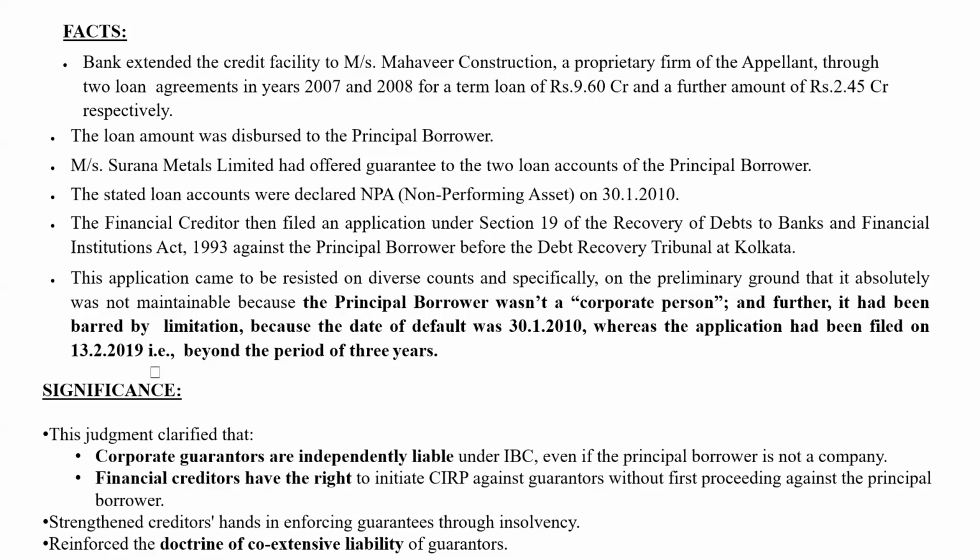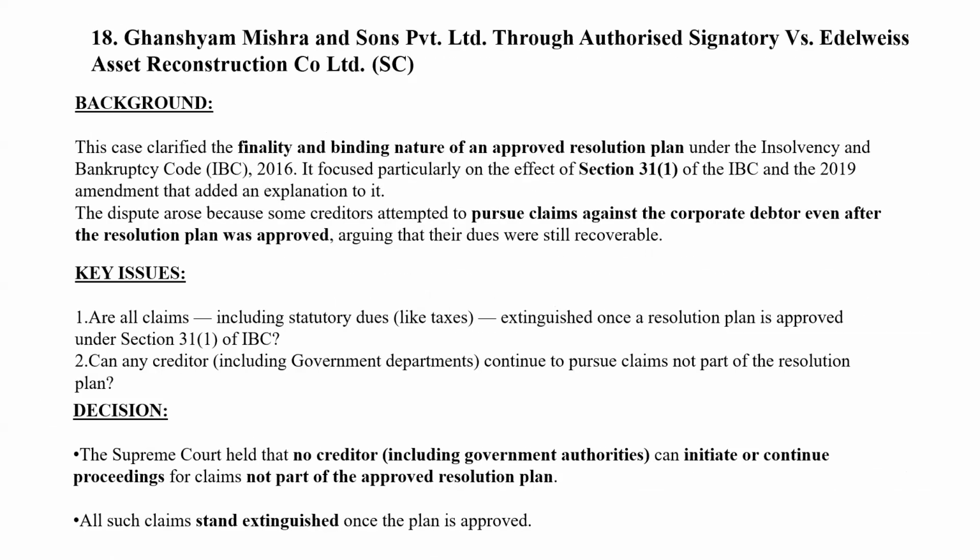Significance. This judgment clarified that corporate guarantors are independently liable under IBC even if the principal borrower is not a company. Financial creditors have the right to initiate CIRP against guarantors without first proceeding against the principal borrower. Strengthen creditors' hands in enforcing guarantees through insolvency. Reinforce the doctrine of coextensive liability of guarantors. तो ये था, नेक्स्ट देख लीजिए.